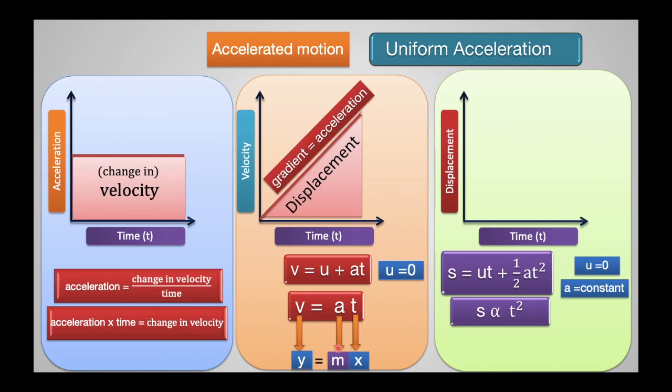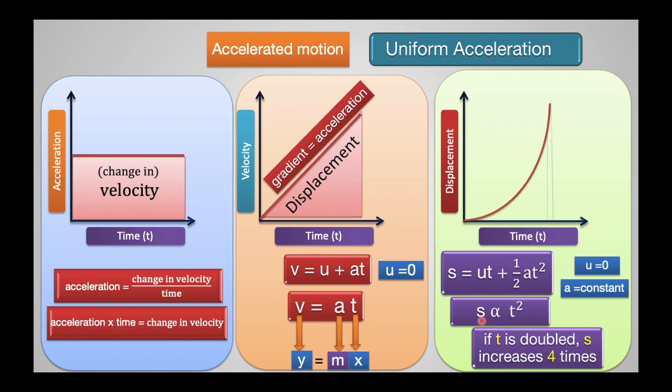From that you can understand that this cannot be equated to y equal to mx because there's a square in the equation and there's no square on the axis. So this is not in the form of y equal to mx. So it should not be a straight line, it should be a curve. From the equation, if the time is doubled, since there's a square, s should increase by 4 times. Meaning for a small change in x-axis value like this, there should be a bigger change in the displacement. So this is the shape of the displacement time graph.